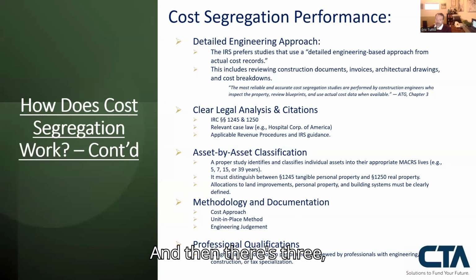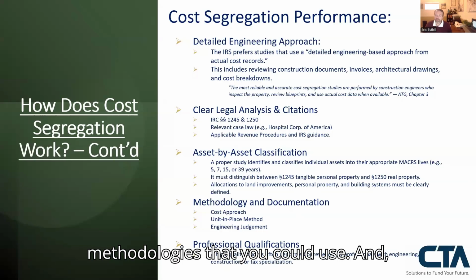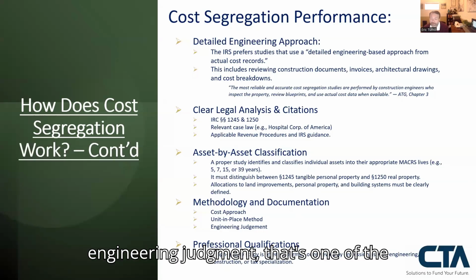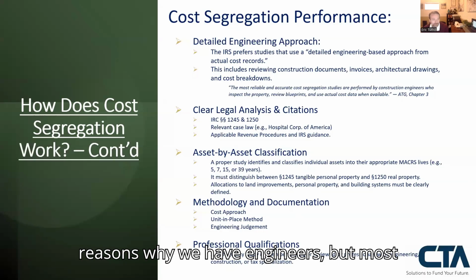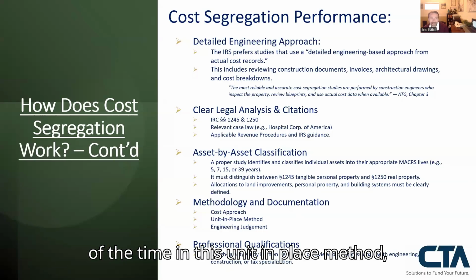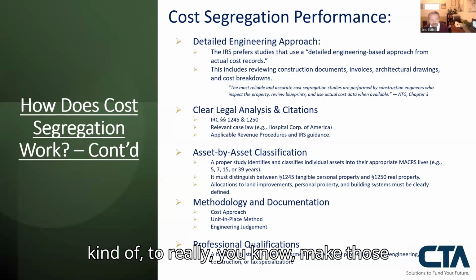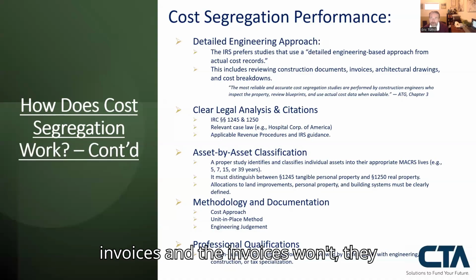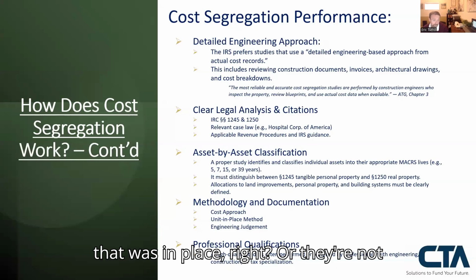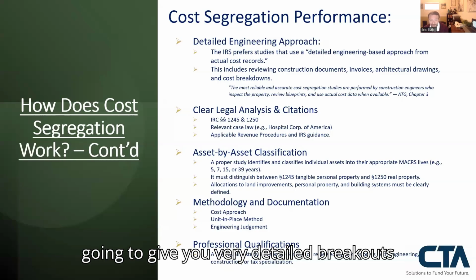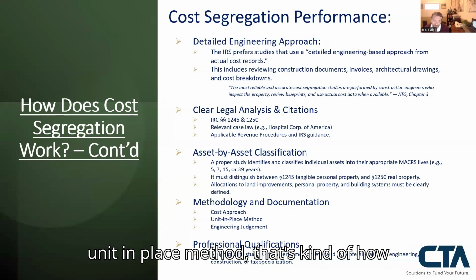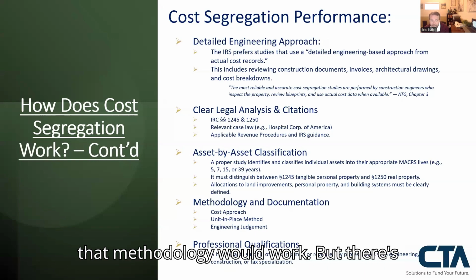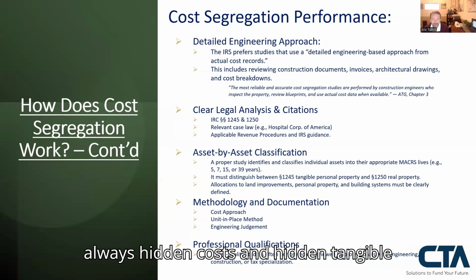And then there's essentially three methodologies that you could use. And engineering judgment, that's one of the reasons why we have engineers. But most of the time, the unit-in-place method is a little bit more difficult to make those allocations, when you get invoices and the invoices don't necessarily match all of the stuff that was in place, or they're not going to give you very detailed breakouts on a lot of that stuff. So when it says unit-in-place method, that's how that methodology would work. But there's always hidden costs and hidden tangible items in a lot of that stuff.